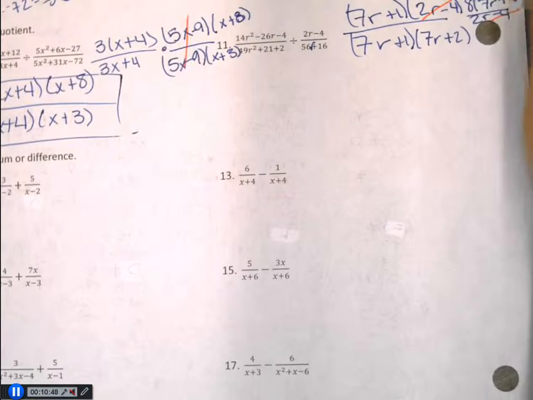Then I'm going to cross out things I have in common. I have 2r minus 4 on the top and bottom. I have 7r plus 1 and 7r plus 2, and I'm left with just an 8.